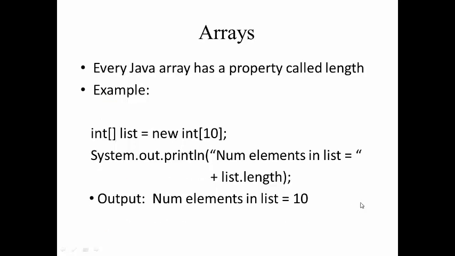Every Java array has a property called length, and here's an example. We declare an array here, int[] list equals new int[10], and if we have a System.out.println statement with the words "num elements in the list equals", and then the concatenator, and this is key here, list.length, the output will be the words "num elements in list equals", and that list.length will be 10.